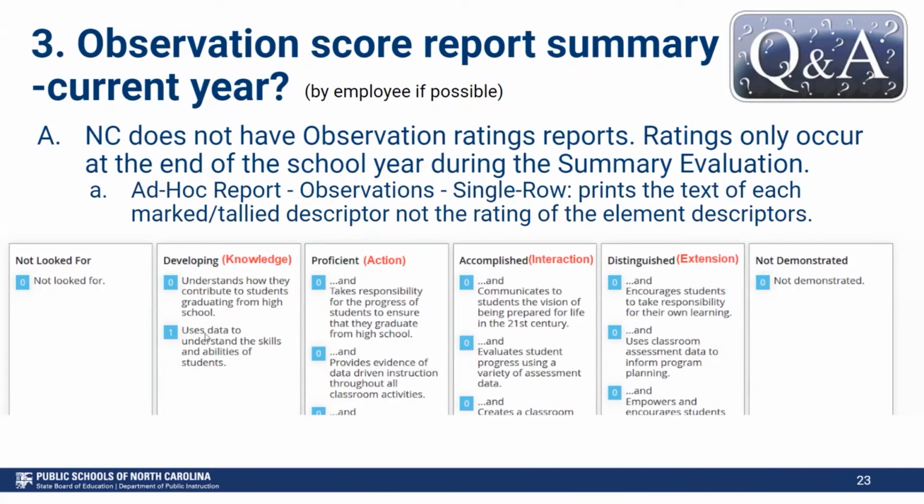So you can run ad hoc observations report single row for the elements. It actually pulls a report, and it will pull everything that has been tallied, and it will put the text in that report. It will not put developing, does not put proficient. It will put and takes responsibility for the progress of students to ensure that they graduate from high school. So that's what will be in that report. Any questions about why we do not have reports for observations that show ratings? Okay.